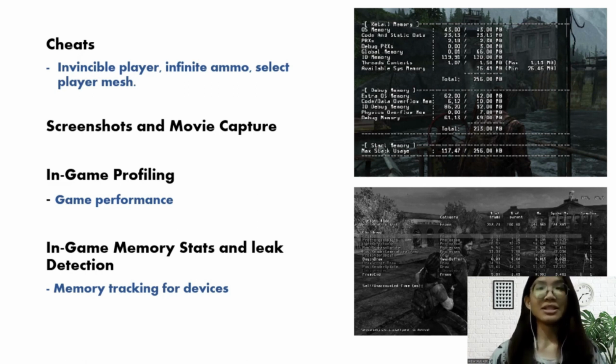Last but not least, in-game memory stats and leak detection. Since most game engines are constrained by the amount of memory available on the target hardware, they implement custom memory tracking tools that allow developers to see how much memory is being used by each engine subsystem and whether or not any memory is leaking. This feature shows the memory usage statistics of the game, which enables the developer to do memory tracking for other devices.